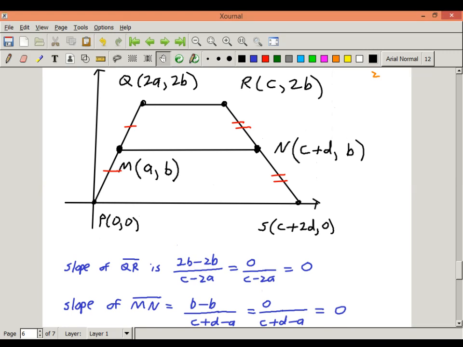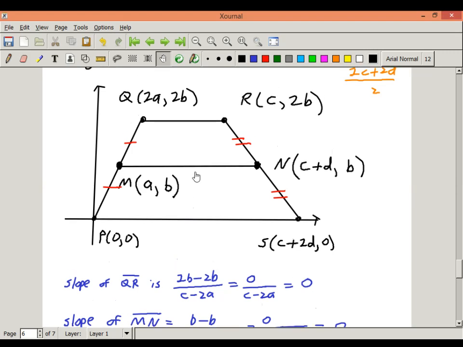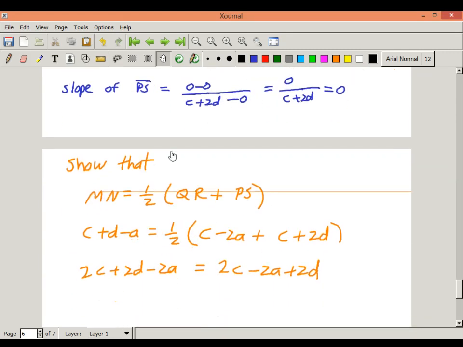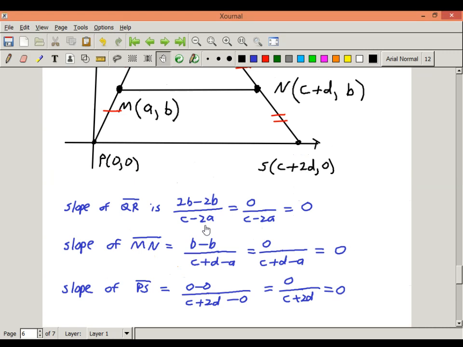Okay, so the last thing we have to do is a little bit more complicated. We're going to prove that this mid-segment right here, its length is half the sum of these two bases. So in other words, MN, its length is going to be 1/2 of QR plus PS added together. So I wrote that out in a statement here. We're going to show that MN is 1/2 of the length of QR plus PS. Remember, QR and PS are the two bases.